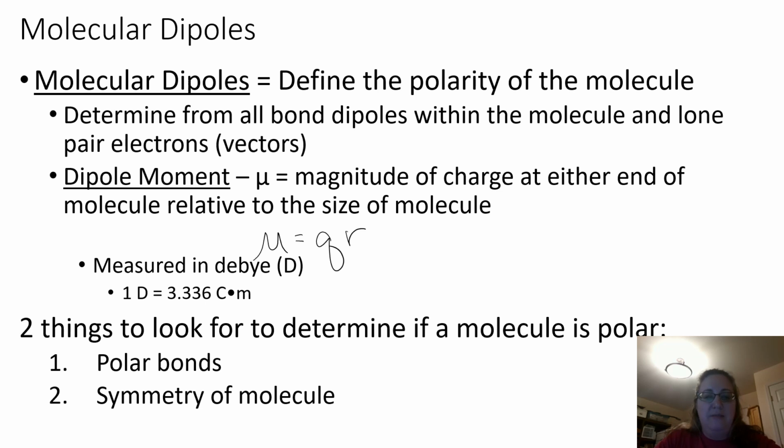If it is asymmetric and contains those polar bonds, it's going to be a polar molecule because all those bond dipoles will not cancel out and will have some polarity associated with it. So the key is looking for the symmetry of the molecule as well. Anything that is symmetric will typically be nonpolar. Anything that has asymmetry due to different atoms or due to lone pairs is going to typically be a polar molecule.